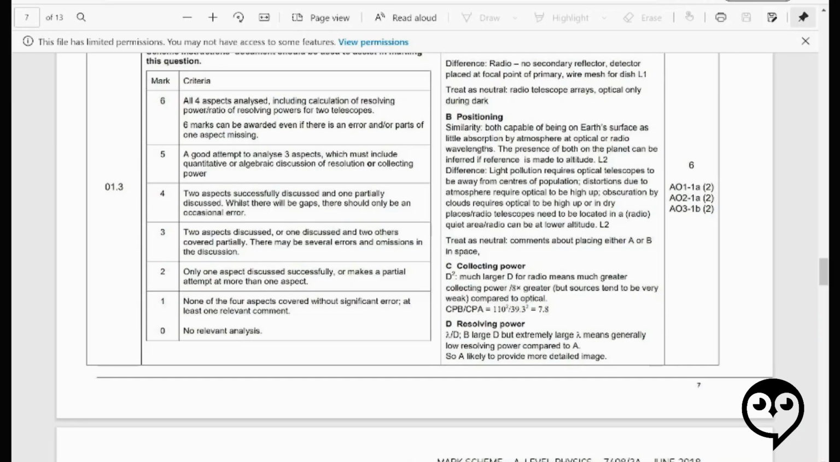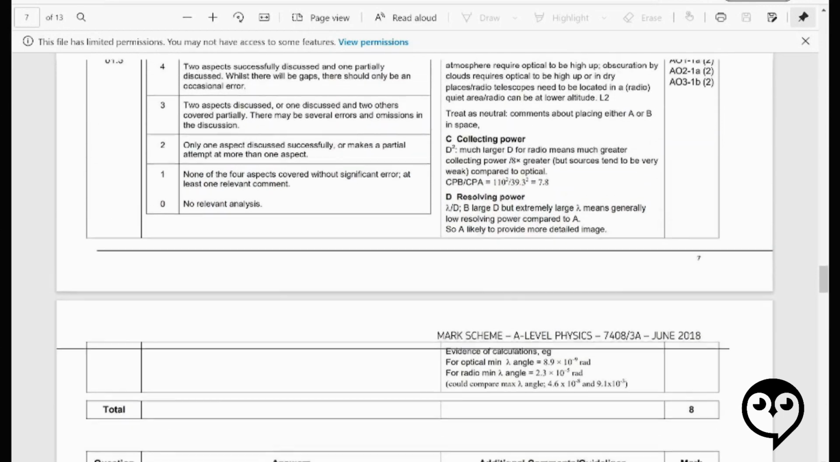You know that the resolution is found by dividing lambda, the wavelength, by the diameter, and it means that you're going to have not as much detail. And if you've ever seen pictures of radio telescope work, they are not as detailed as what you'll get from a light telescope. That's true.